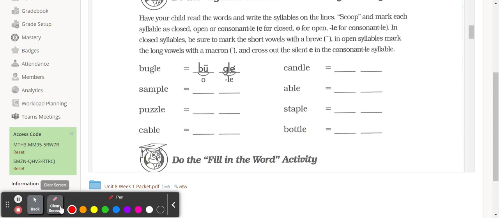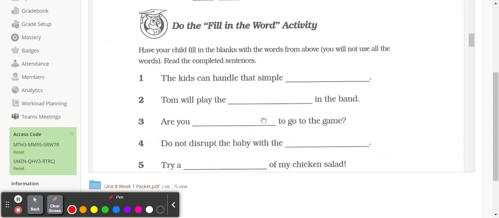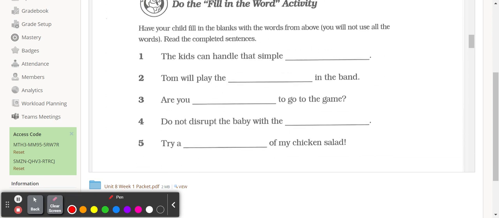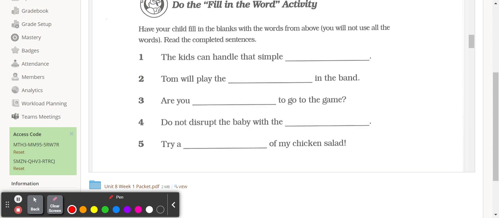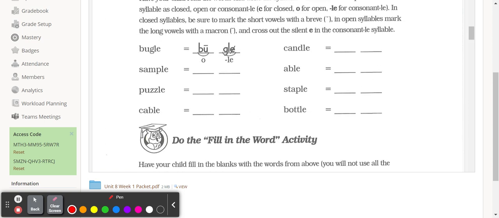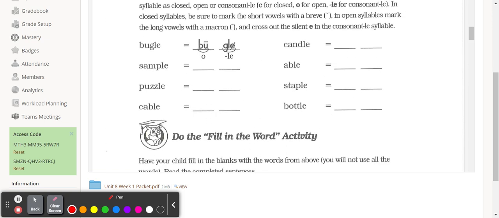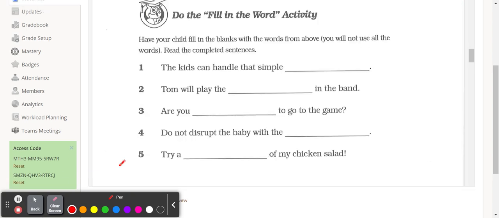Excellent. All right, let's go down to the next section, fill in the word activity. Have your child fill in the blanks with the words from above. You will not use all of the words, okay? Because there's only five blanks, but we have eight words up here. Okay, so number one, the kids can handle that simple blank.